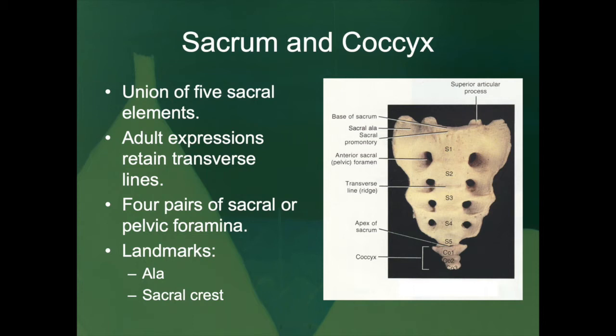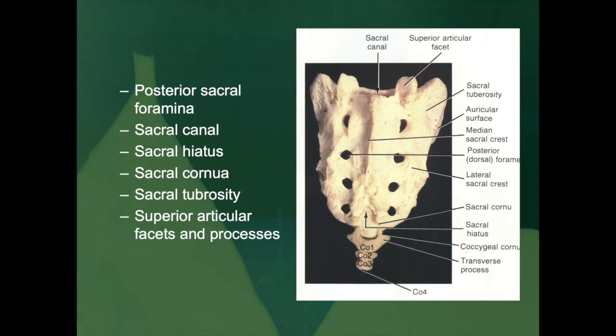The convex posterior surface of the sacrum is irregular in nature. It contains a medial sacral crest. You have the fused spinous processes of the upper sacral vertebrae which create this crest. And then there's a lateral sacral crest. The transverse processes of the sacral vertebrae are a big part of how that is formed, or at least its architecture. And then we recognize 4 pairs of posterior sacral or dorsal foramina. These foramina again communicate with the anterior sacral foramina through which nerves and blood vessels are passing.